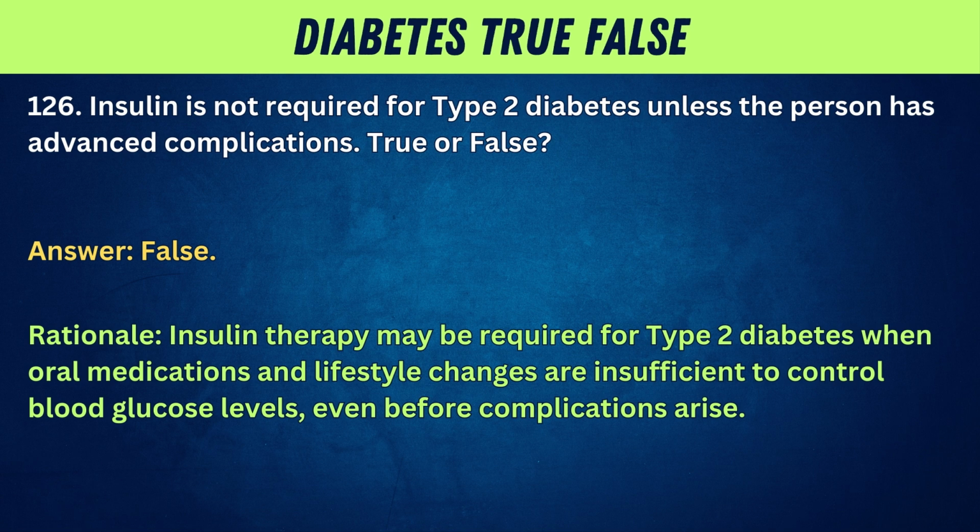126. Insulin is not required for type 2 diabetes unless the person has advanced complications. True or false? Answer: false. Rationale: insulin therapy may be required for type 2 diabetes when oral medications and lifestyle changes are insufficient to control blood glucose levels, even before complications arise.